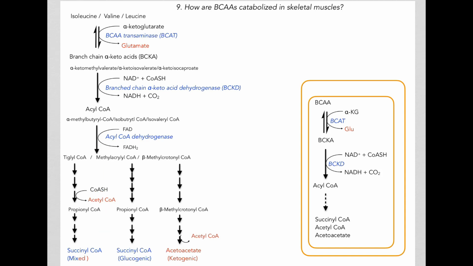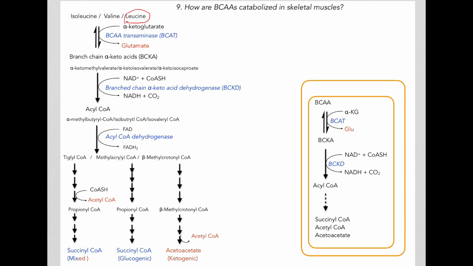So in case of isoleucine, we will get acetyl-CoA that makes isoleucine a ketogenic amino acid, but we also get succinyl-CoA, which can be converted to glucose. So since isoleucine can give you acetyl-CoA as well as something that can be made into glucose, in this case succinyl-CoA, isoleucine is a mixed amino acid. Valine gives you only succinyl-CoA. Therefore, valine is your purely glucogenic amino acid.